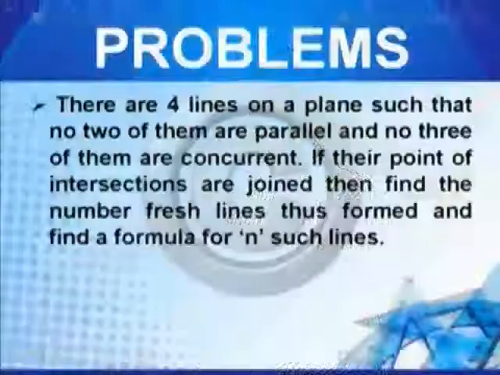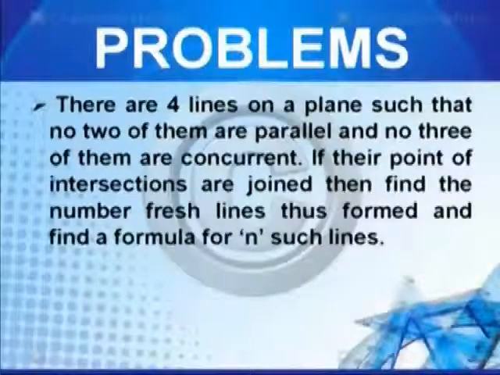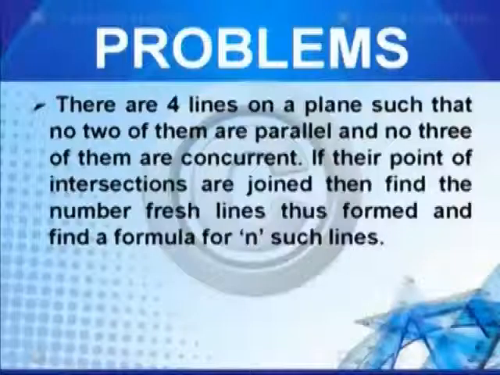See, if you go through the first sentence, there are 4 lines on a plane. The 4 lines may be parallel, may be intersecting, 2 are parallel, 3 are concurrent, something like that. But the restriction given there is that no 2 of them are parallel and no 3 of them are concurrent. And what does it mean? All the 4 lines are such that each line intersects the other 3 lines, if you take the case of 4 lines.